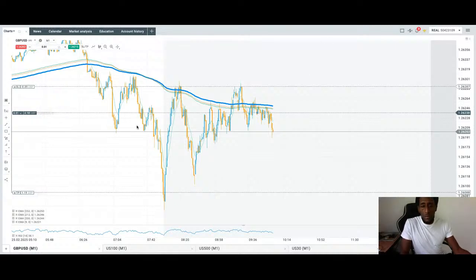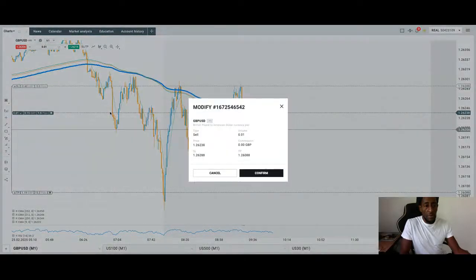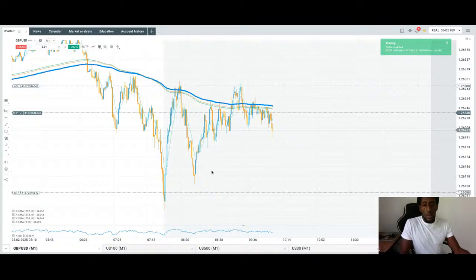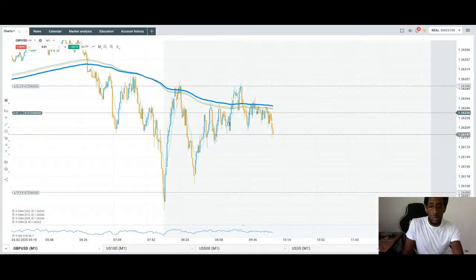Price move in our favor. How many pips is that? 2. Maybe 5 pips. On the picture, I need a picture. Okay, screenshot.